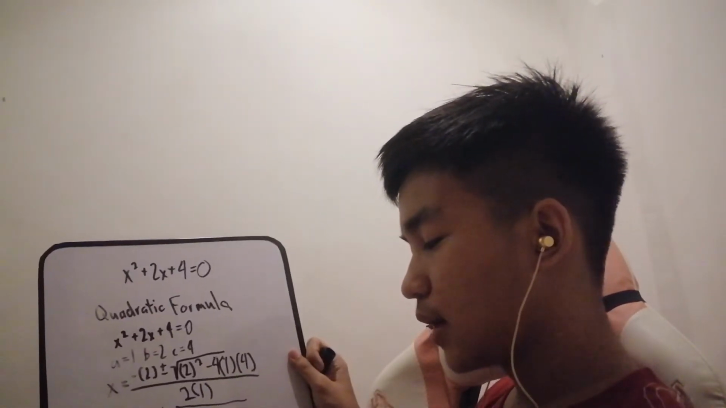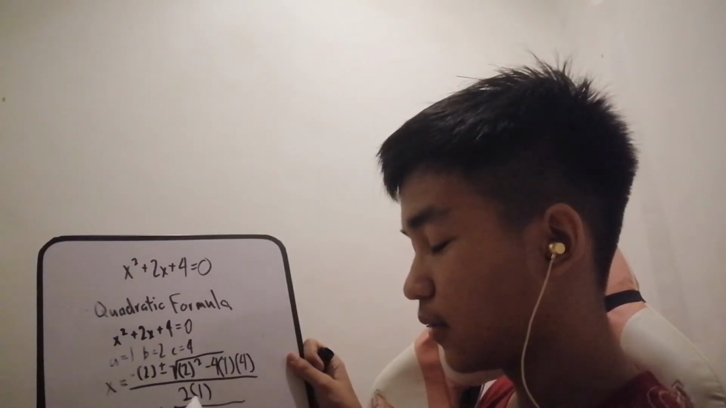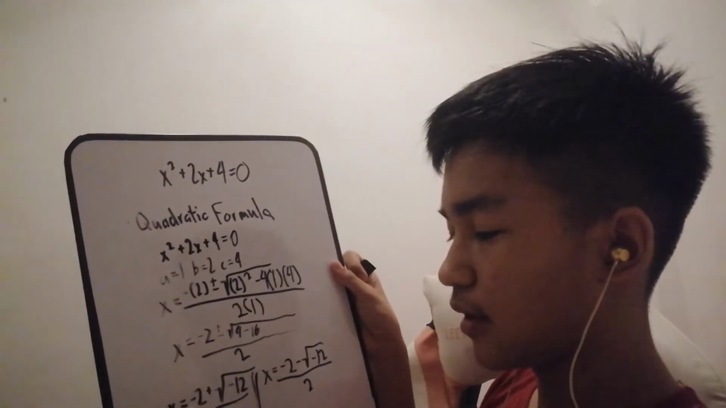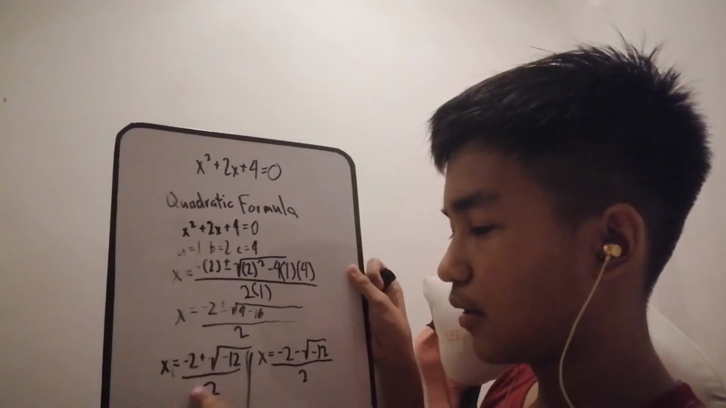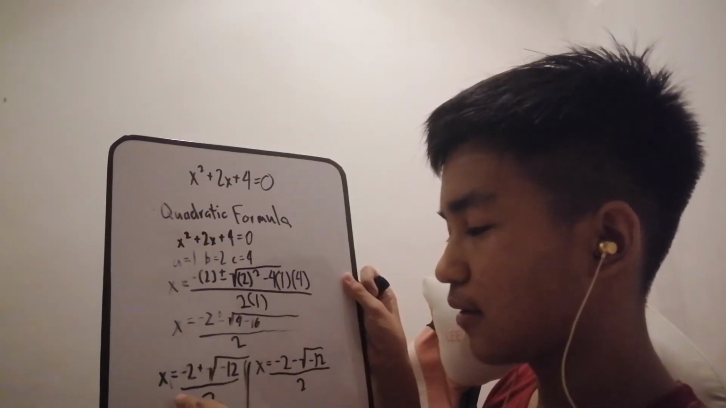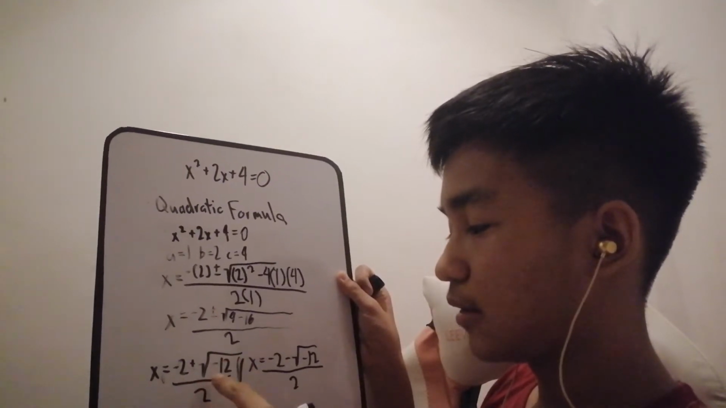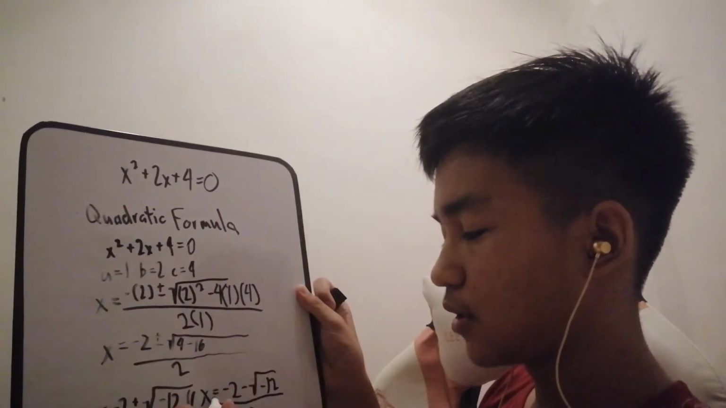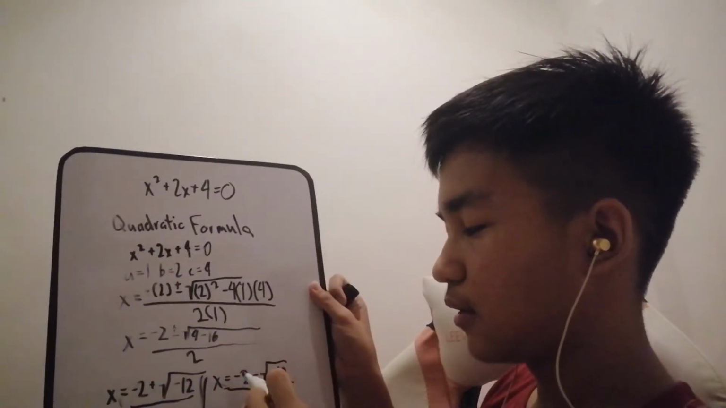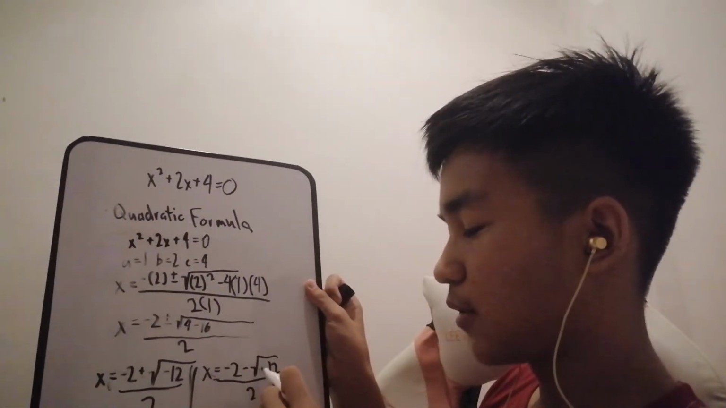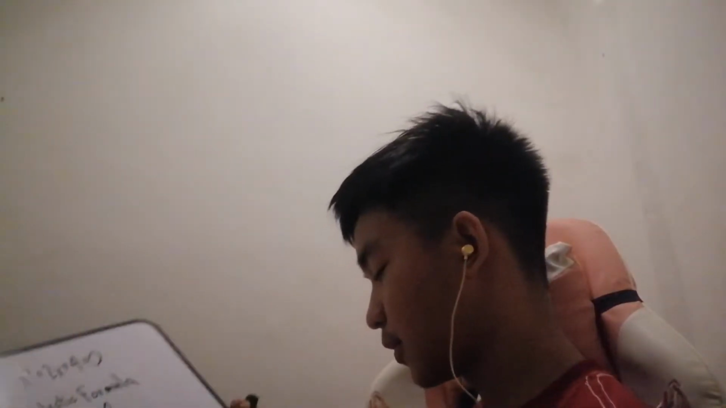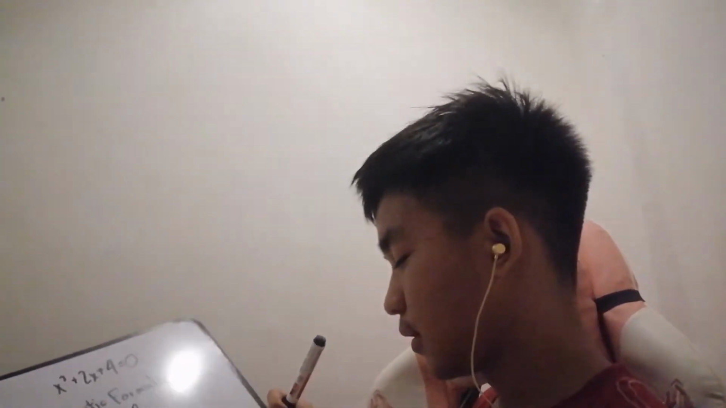So now, since negative 12 has no square root, we have no choice but to let it be. So this is now our first solution. Our first solution is x equals -2 plus the square root of -12 over 2. Our second solution is x equals -2 minus the square root of -12 over 2. So now our answer will be both.